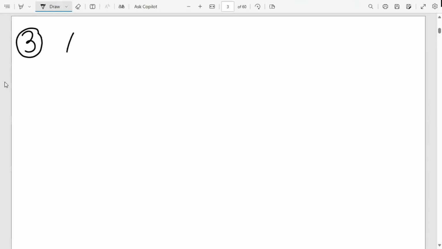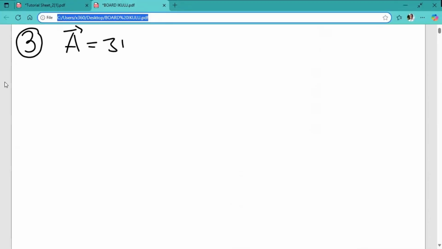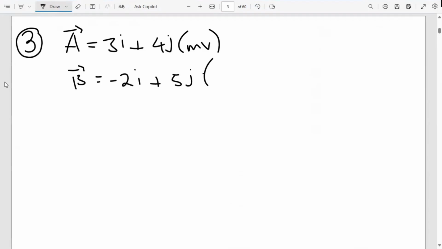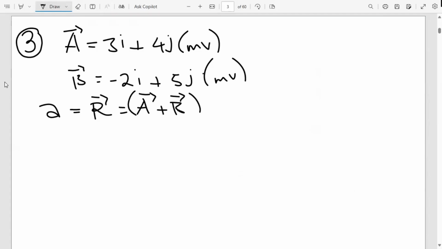Okay, question 3, we have two vectors. Vector A is 3i plus 4j, in millivolts, which is the unit of measurement for electric impulses. Then we have vector B, which is negative 2i plus 5j, also in millivolts. Question A is saying we should find the resultant R of vector A plus vector B. So what are we going to do? We're going to use the analytical addition of vectors.